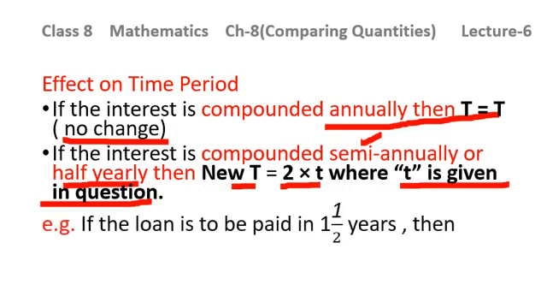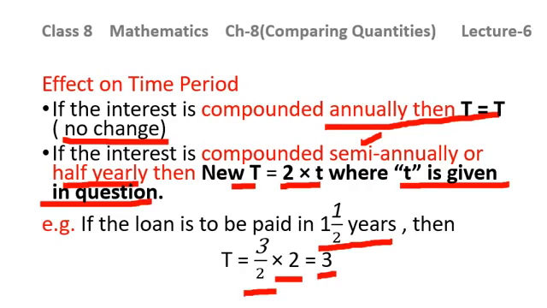If the loan period, for example, is 1.5 years, this is the time period given to you, and the interest is being compounded half yearly, then first of all you will be writing 1.5 years as 3/2 years into 2, because how many halves are there? 2 halves. Rate will be divided by 2, time will be multiplied by 2, so you will be getting 3/2 into 2, that will give you 3.